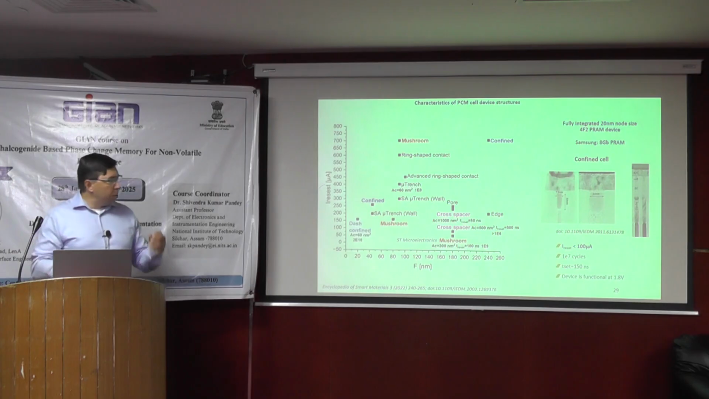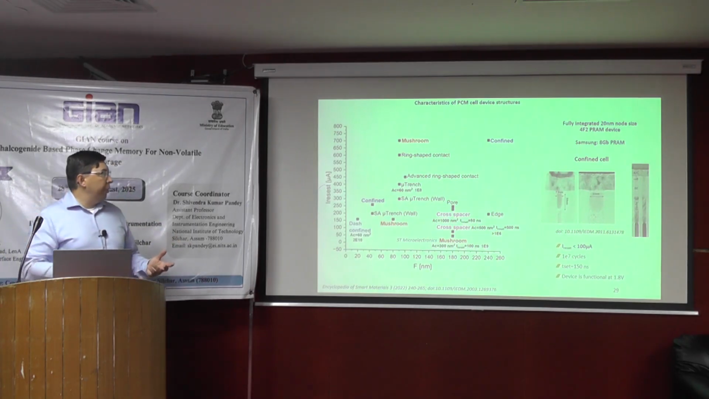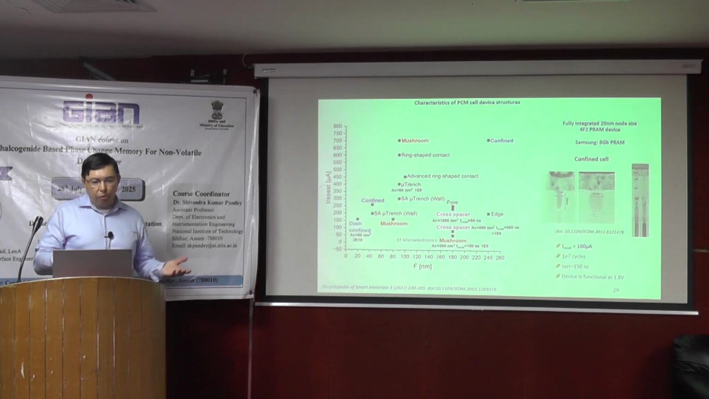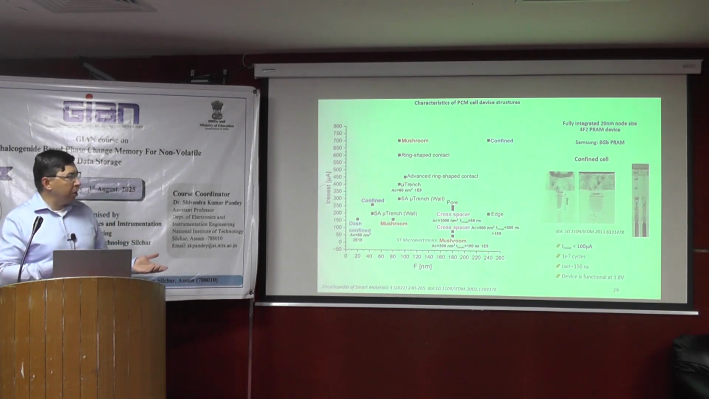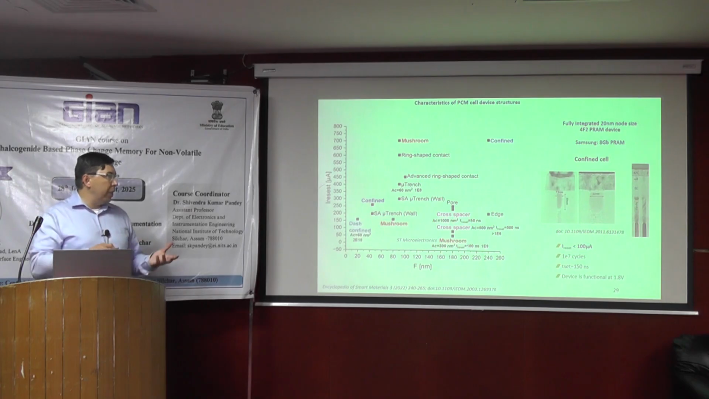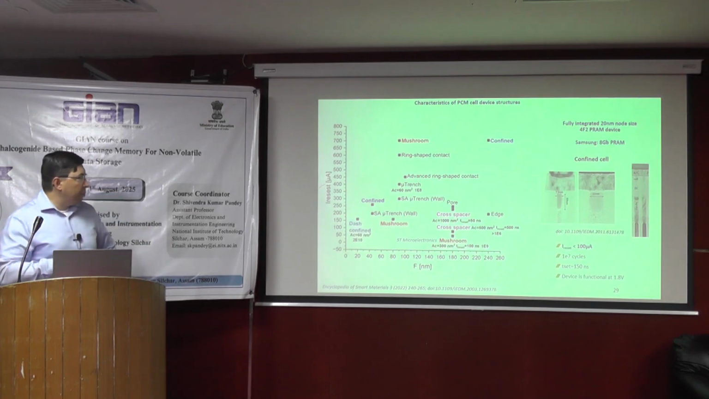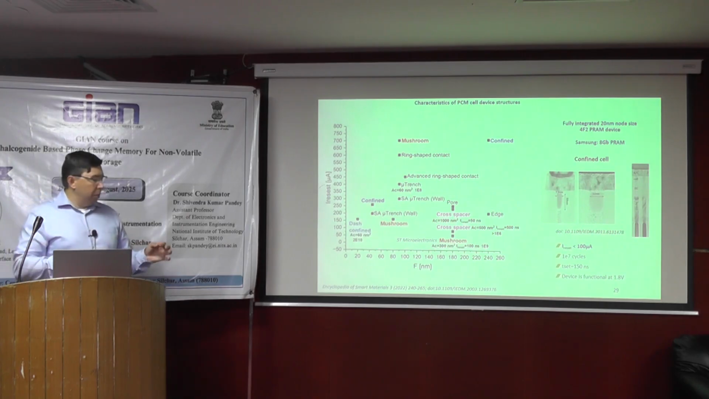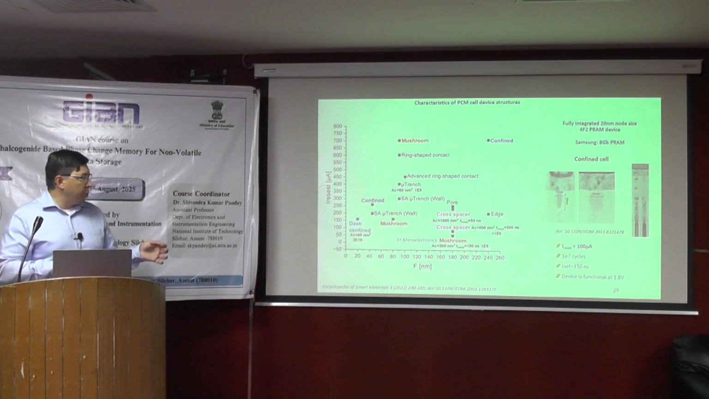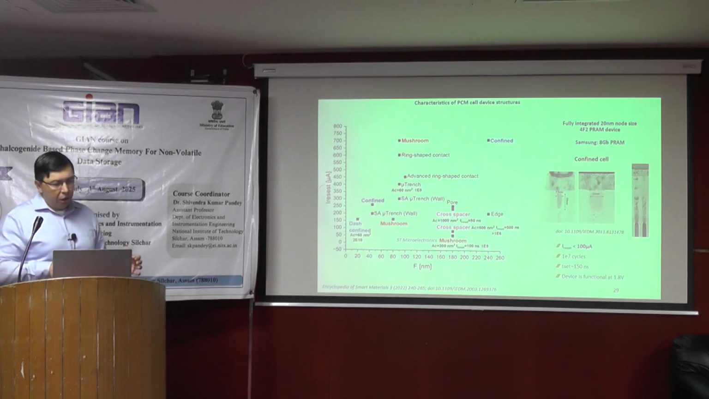So now let us look at the performance of different cells, if there are differences in the performance between contact minimized, volume minimized, or confined cells. Here I summarized the data for different cells. This is the reset current in microamps, and this is the node size, so this is the size of your cell, which can be achieved by lithography.